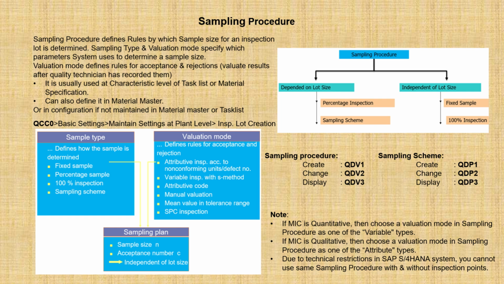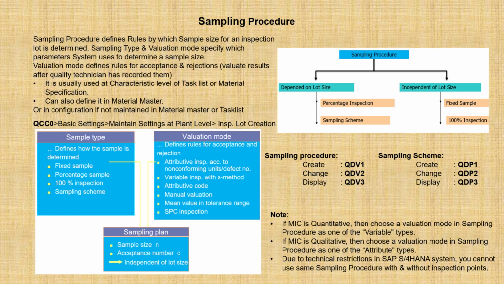Sampling procedure is a master data of quality management which is created to calculate the sample size. When we are doing the inspection, whatever my lot size is, what will be the sample taken out for the inspection? We can define whether it is a fixed sampling procedure, 100% inspection, percentage wise, and all. We maintain the sample type and the valuation mode. Valuation mode will decide the rules for the acceptance or the rejection.